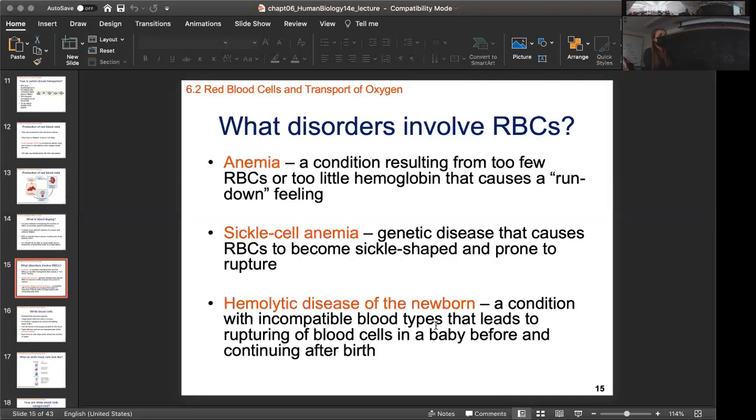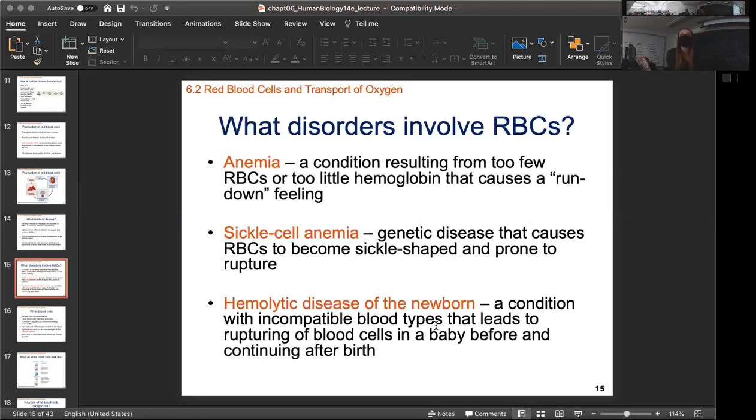The last one there is hemolytic disease of the newborn. This is a condition when an incompatible blood type leads to rupturing of blood cells in the baby before and continuing after birth. This just means that mom and baby don't have the same blood type. And we talked about that, right?